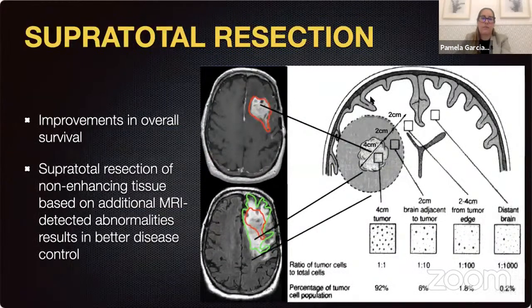And also we recommend supratotal resection. Importantly, incremental improvements in overall survival have been observed beyond the threshold, even at the highest extent of resection. More data have raised the question of whether supratotal resection of non-enhancing tissue, based on additional MRI-detected abnormalities, results in better disease control than that achieved through gross total resection of only the contrast-enhancing tissue.